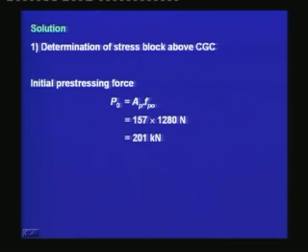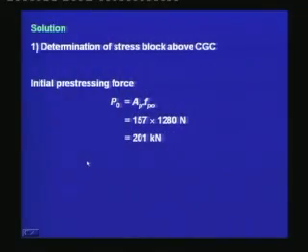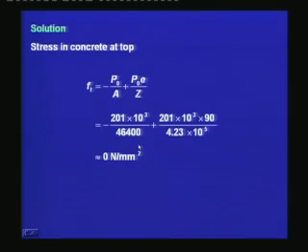The first step is to determine the stress block above CGC, because we need to calculate the moment in the horizontal plane depending on the part of the stress block which comes above the level of CGC. In order to calculate the stress block, first we are calculating the initial prestressing force, which is P0 equal to AP times FP0 equal to 157 times 1280 newtons, which is equal to 201 kilonewtons. That's the initial prestressing force.